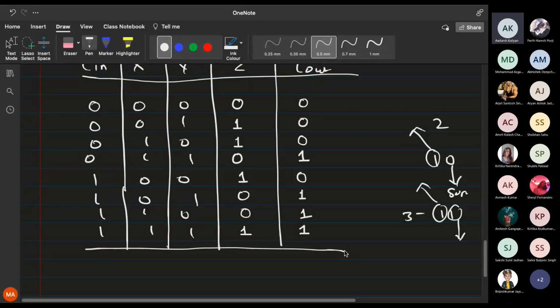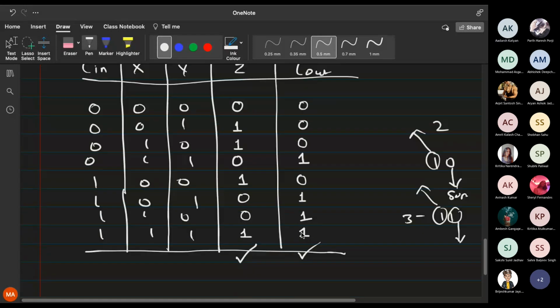From this truth table, can you construct a circuit out of this? Yes, you can do that. For that, you require a K-map drawn for the sum and a K-map drawn for the carry. Can you draw the K-map?